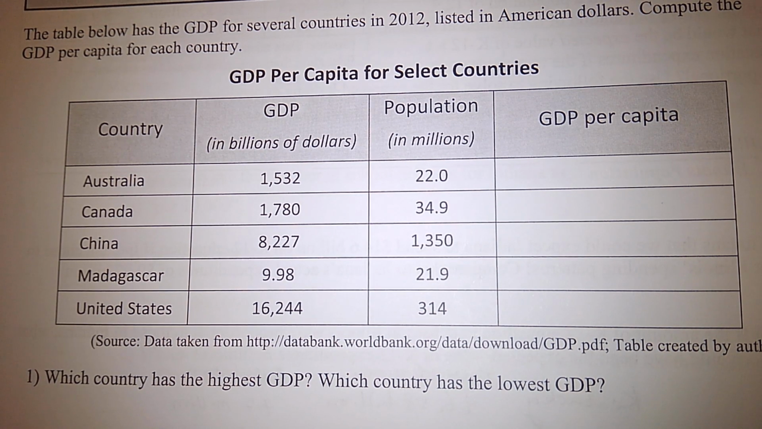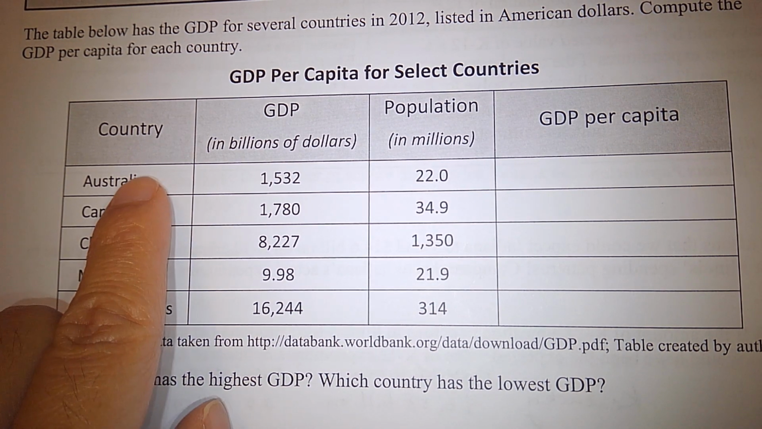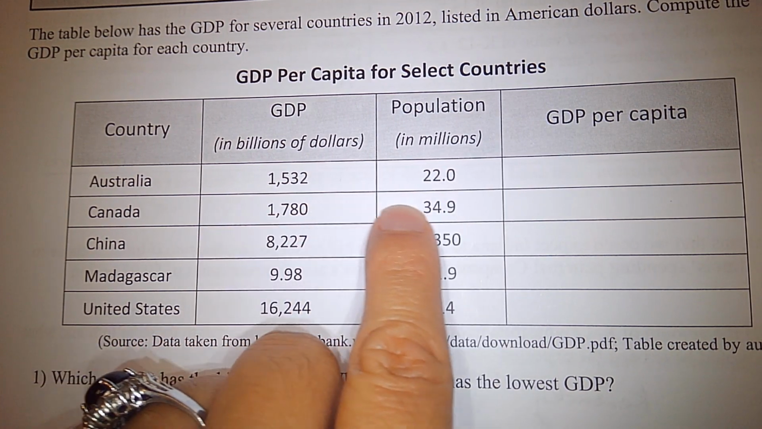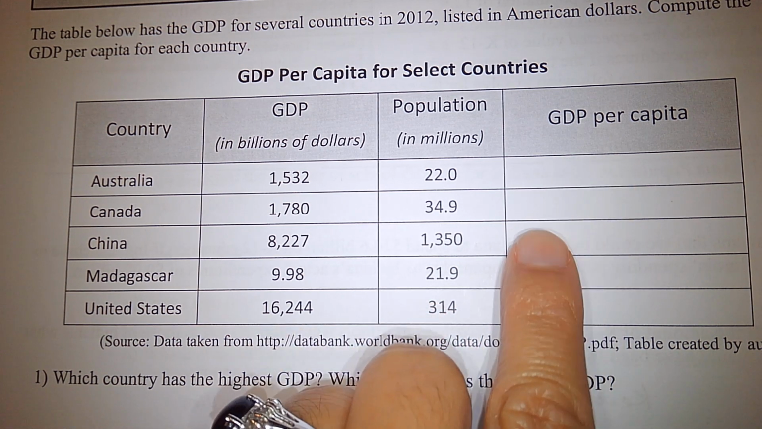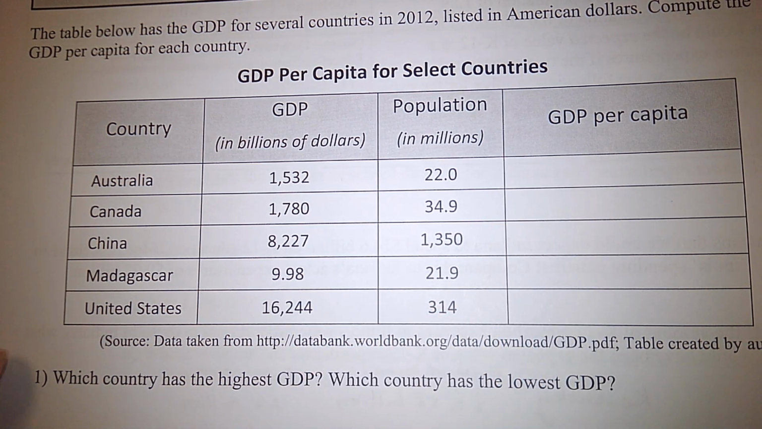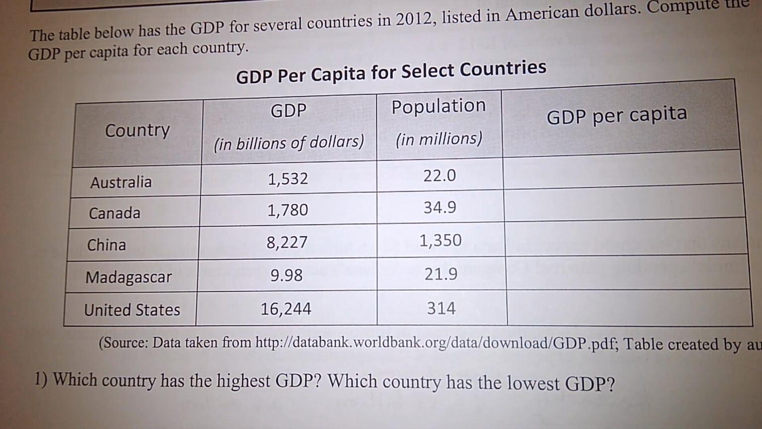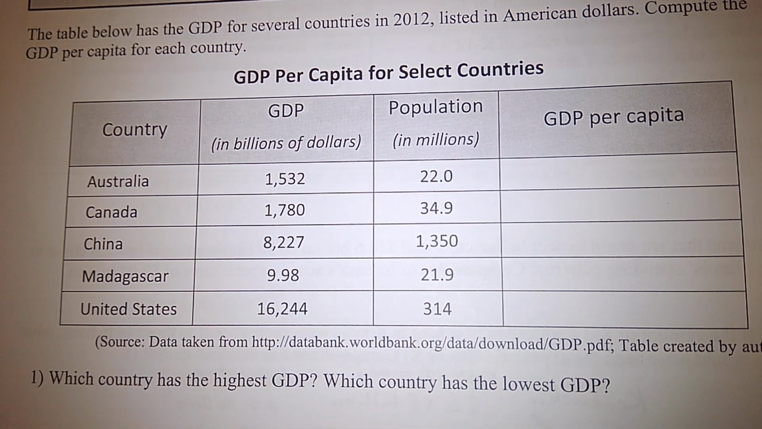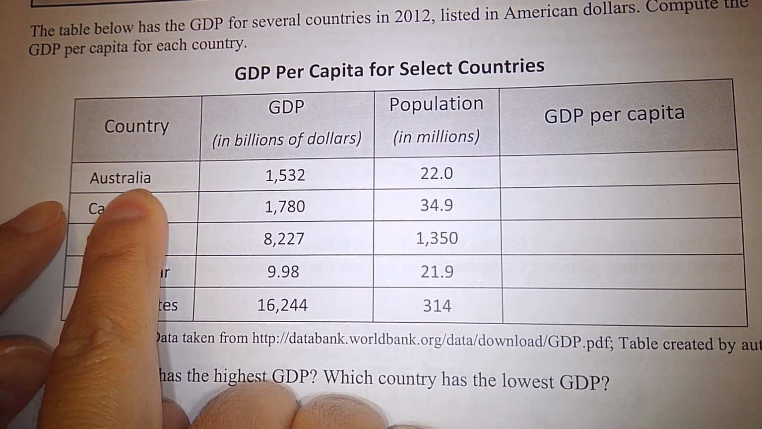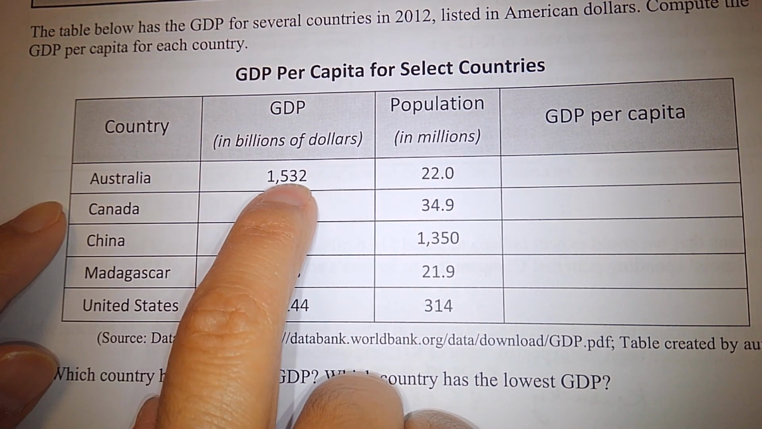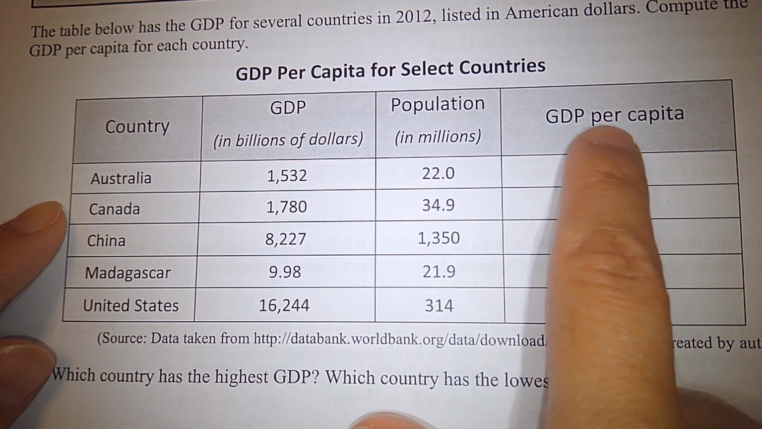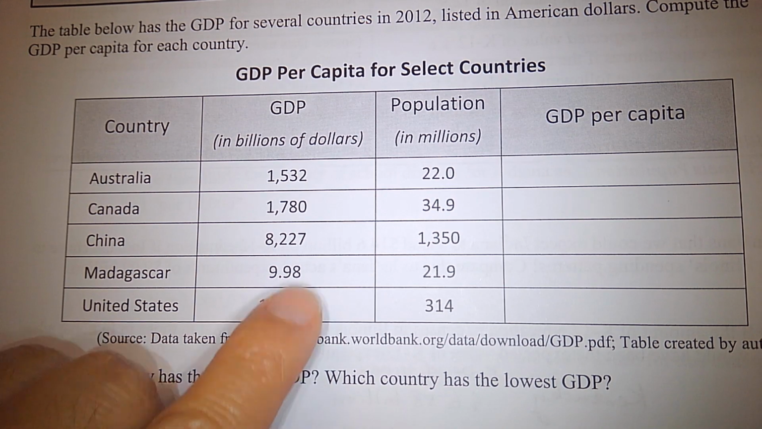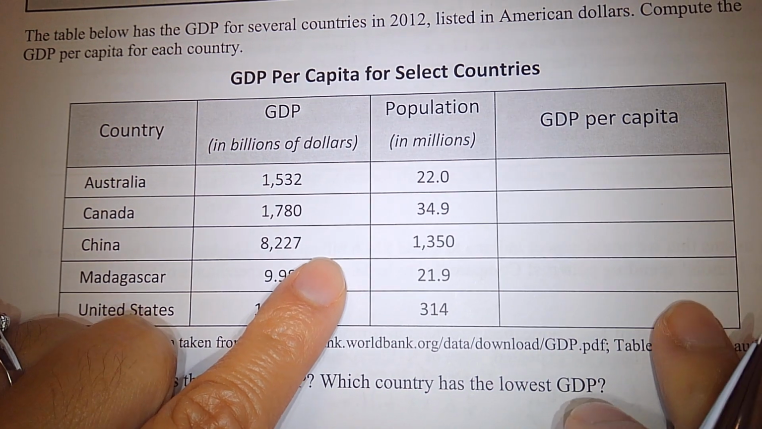Well, here, I'll only show you about 2 lines to compute GDP per capita, okay? Once you're able to find GDP per capita, you should be able to answer the following questions. So, now let's look at the first 2 lines about how to find GDP per capita. Australia, total GDP 1532 billion. Total population 22 million. How about GDP per capita, guys? How do we compute the result?